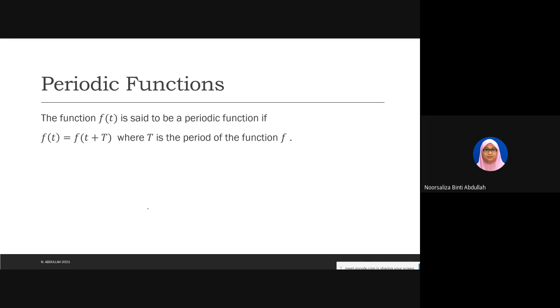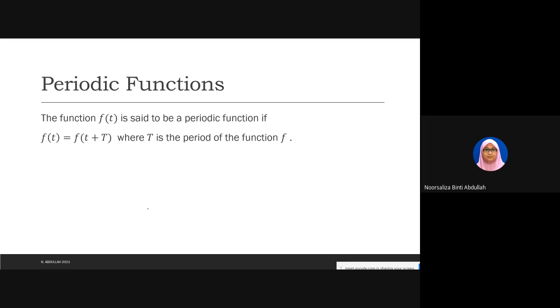Periodic function tu dalam bahasa Melayunya adalah fungsi berkala. Maksudnya dia berulang. So F(t) equals F(t plus T besar), where capital T is the period of the function F. Itu adalah tempoh masa bagi function F. If F(t) equals F(t plus capital T), then this is the periodic function. Maksudnya signalnya berulang dalam tempoh T.